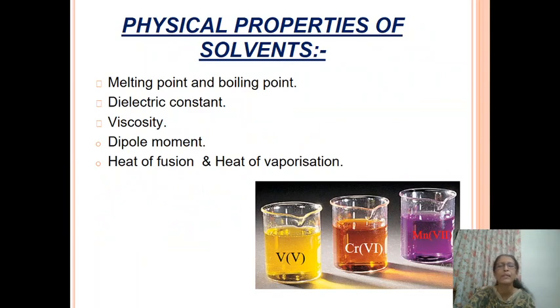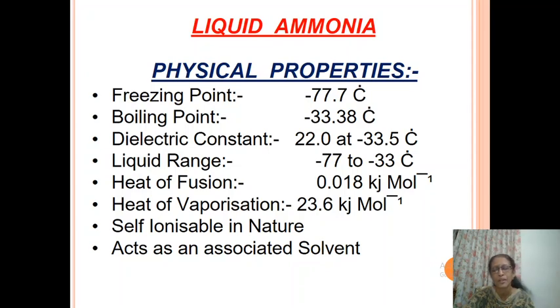Now, the solvent property depends upon physical parameters like melting and boiling point, dielectric constant, viscosity, dipole moment, heat of fusion, and heat of vaporization. Now we can see the first non-aqueous solvent that we have to study, that is liquid ammonia. The physical properties of liquid ammonia: freezing point is minus 77.7 degrees, boiling point is minus 33.38. That means its liquid range is between minus 77 degrees to minus 33 degrees Celsius.